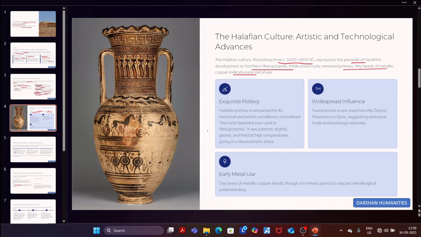Historians are of the opinion that one of the most beautiful pottery ever used in Mesopotamia is the Halafian pottery. It was painted, slightly glazed, and fired at high temperature, giving it a characteristic shine. It had widespread influence, found across a vast area from the Zagros mountain to Syria, suggesting extensive trade and exchange networks. As for early metal use, the discovery of copper metal beads, though not mined, points to nascent metallurgical understanding.